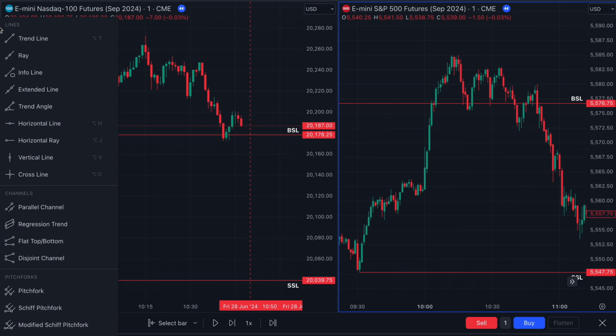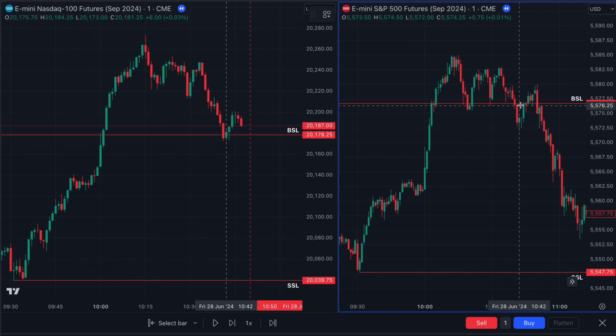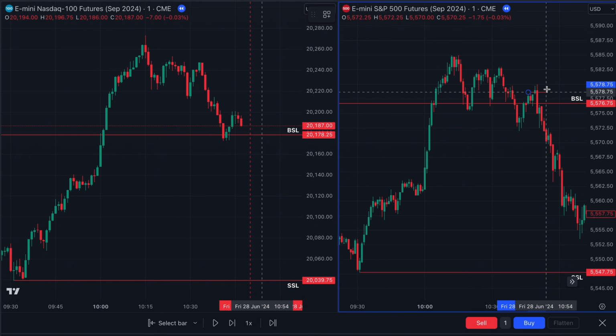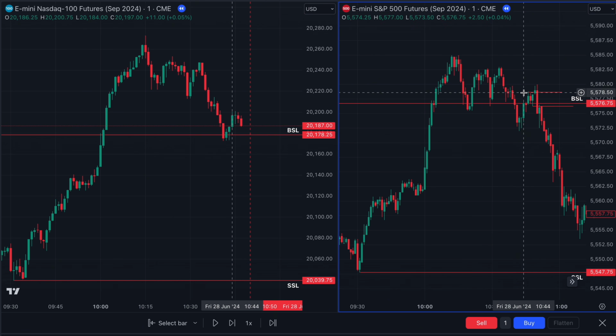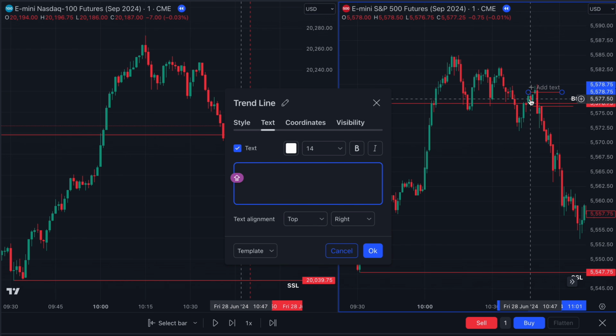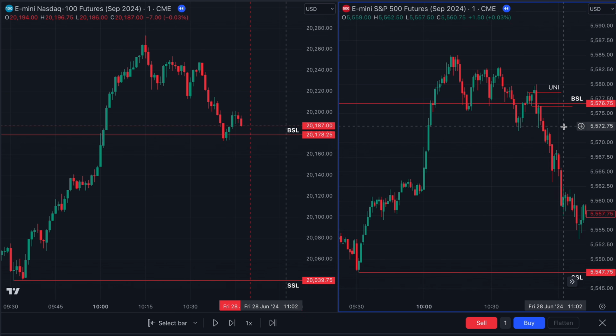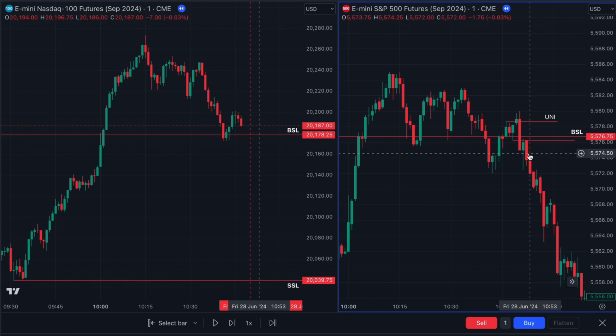So what I mean by unicorn setup, basically on ES we created this previous swing high here and we took it out and then we displaced below this level here. So the displacement was through the previous swing low and then it swept this previous high. So you just write uni there and then price displaced lower through that previous swing low and it left a fair value gap.